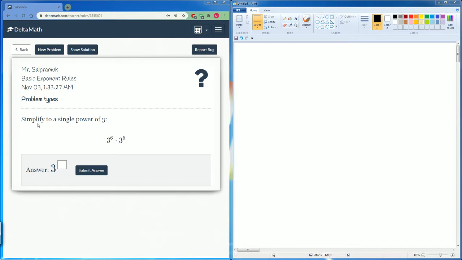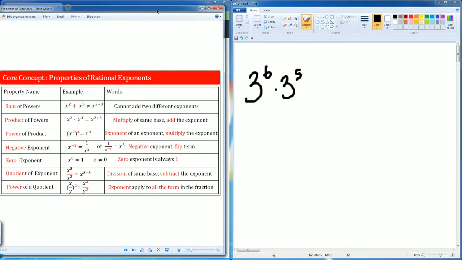Here we have this problem. It says to simplify to a single power of 3: 3 to the 6th times 3 to the 5th. This is going to require us to understand our properties of our exponents. You should have your list of properties of your exponents.